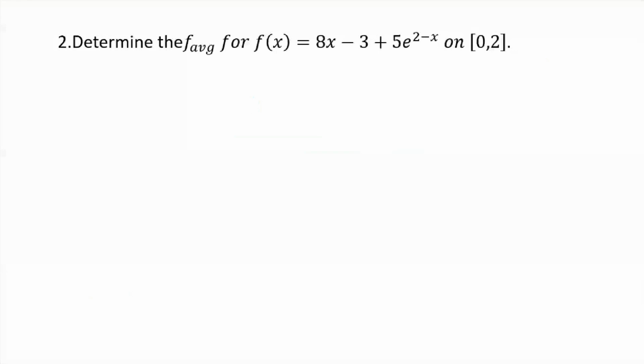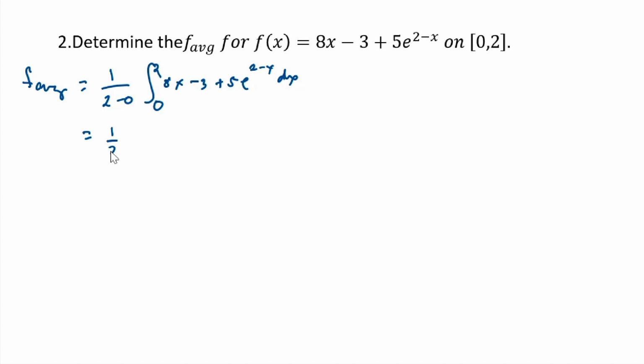So let's move on to number 2. Determine the average function value for f of x equals 8x minus 3 plus 5e raised to 2 minus x on the interval 0, 2. Similarly, this is just the same as number 1. So solving for that, the average function value is equal to 1 over b minus a. Our b now is 2, and our a is 0. So 1 over 2 minus 0 times the integral of 8x minus 3 plus 5e raised to 2 minus x dx, evaluated from 0 to 2.